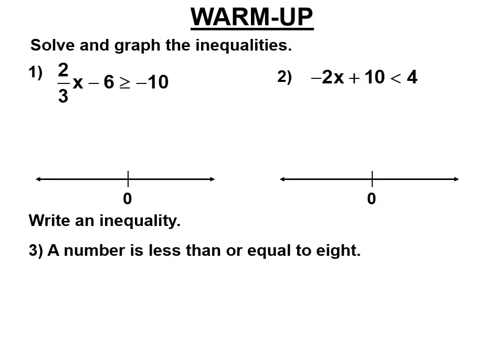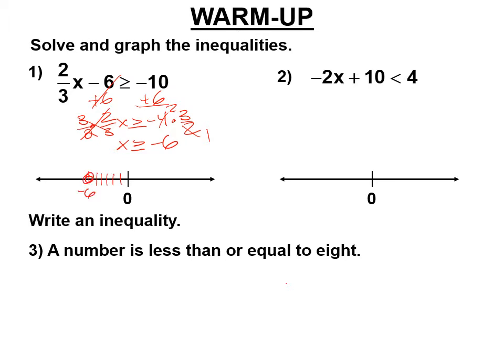So let's remind ourselves how to solve a basic two-step inequality. If you have minus 6, we're going to add 6 to both sides. 2/3 x is greater than or equal to negative 4. We have a fraction coefficient, so we're going to multiply both sides by the reciprocal, 3/2. 2 cancels with the negative 4. X is greater than or equal to, and there's a negative 6 I'm getting.